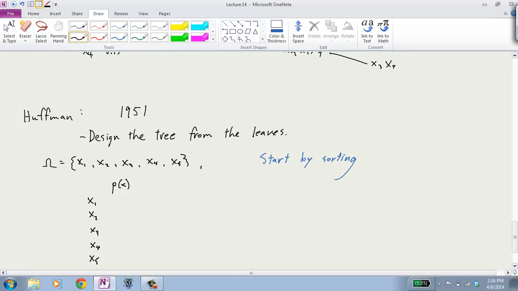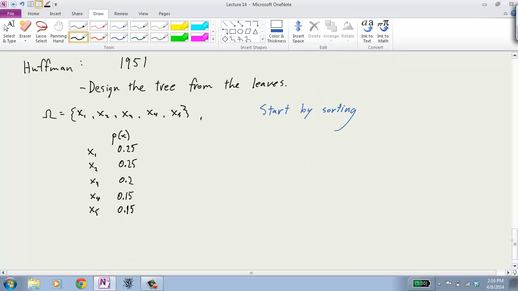Okay, so I'm just going to write them down sorted. This is 0.25, 0.25, 0.2, 0.15, 0.15. Okay, so notice they're sorted, greatest to smallest. Okay, so you have to do that first.